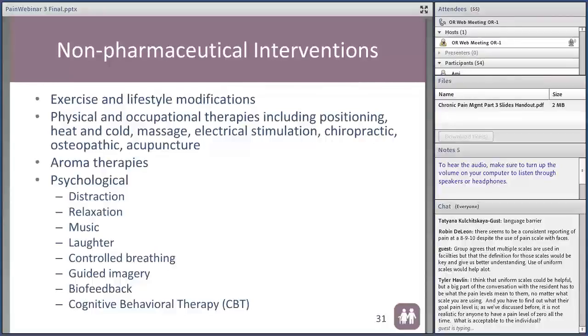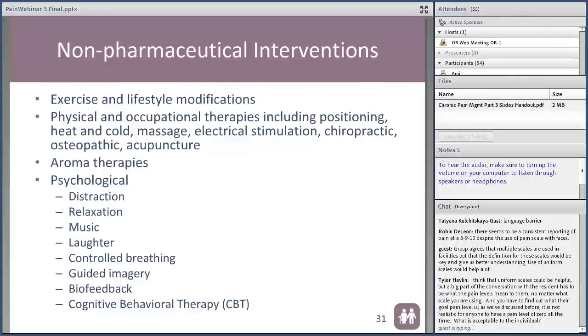Physical and occupational therapy, including positioning, heat and cold, massage, electrical stimulation, chiropractic, osteopathic, acupuncture, and your therapist again can really, if they're pulled into that team instead of working as separate entities, look and see what's going to be best for this patient. And again, looking at what the patient has used in the past. So that's getting to know that person and what's been effective, so that they can incorporate that into their plans of treatment. Aromatherapy.